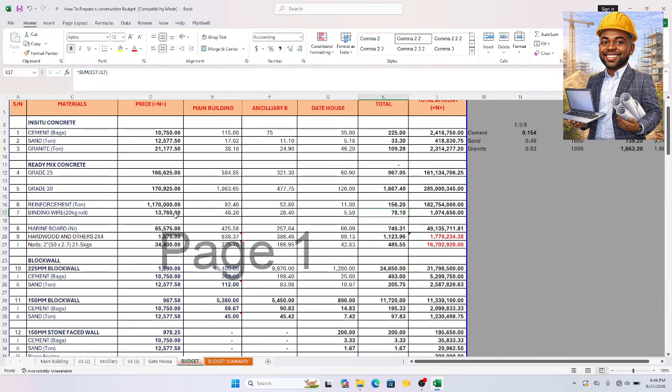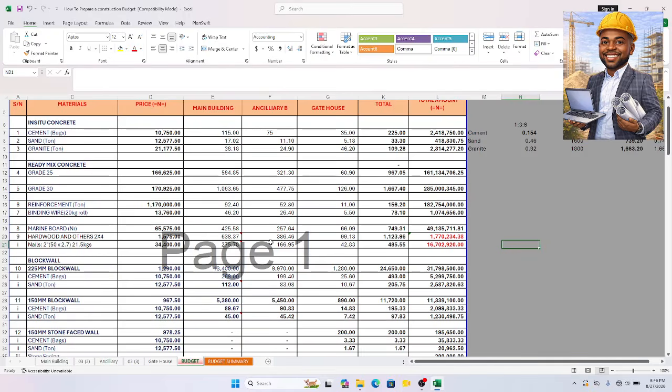All right, as at that time binding wire is 12,800. Not parole. Parole is 26,000. Am I right? 25,600. But this is with 12,800, 25,600.